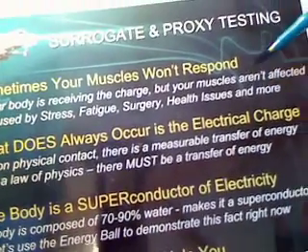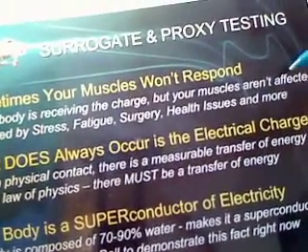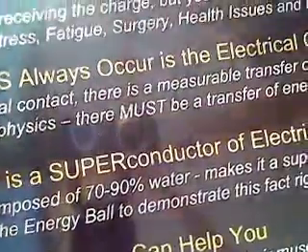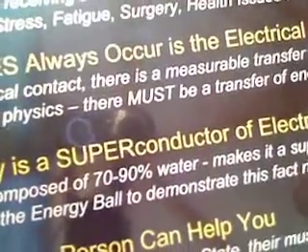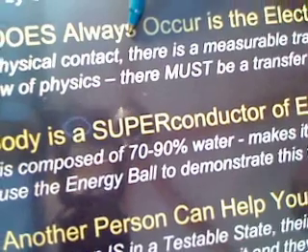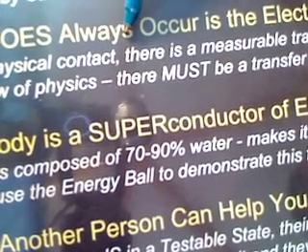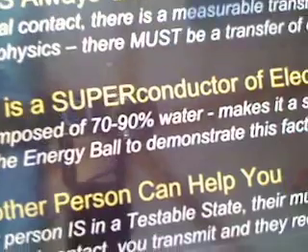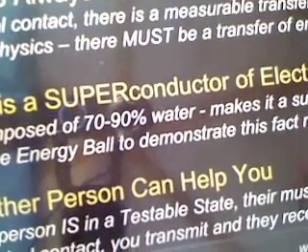And fortunately, through surrogate testing, we have a way of working with it. Now, what does always occur is the electrical charge. Because we are conductive in our nature, in other words, the human body is conductive, upon physical contact, there is a measurable transfer of energy.